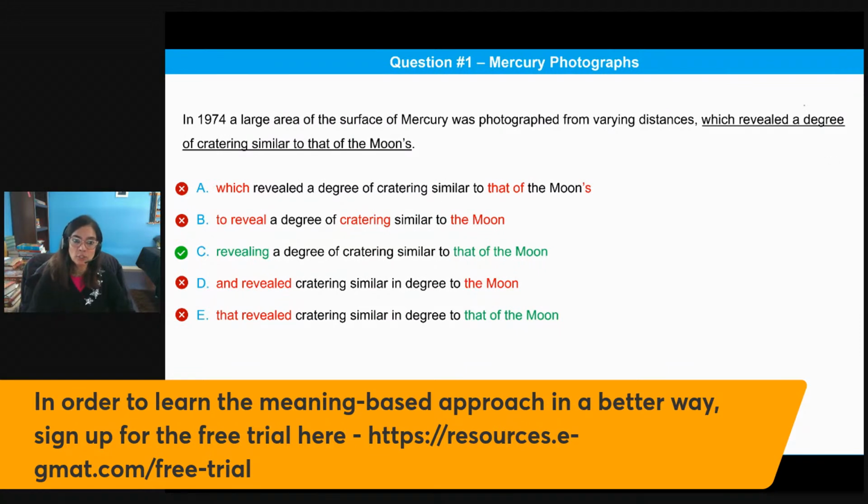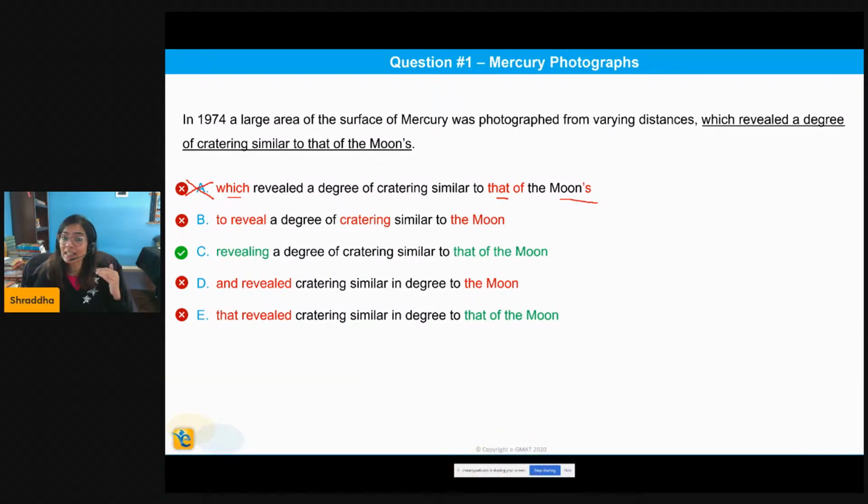And then, whatever the author wants to communicate, he chooses how, what kind of grammar shall I use to present this idea. So, when we were reading this sentence, we understood that yes, the meaning was fine, but the author big time botched up the grammar of the sentence, and it is absolutely evident with the usage of which and that of with apostrophe moons, the possessive moons, right? So, we get the clear idea what the sentence wants to say, but the grammar is all botched up here. So, choice A is not the correct answer. Choice B says that the Mercury was photographed from varying distances to reveal a degree of cratering similar to the moon.